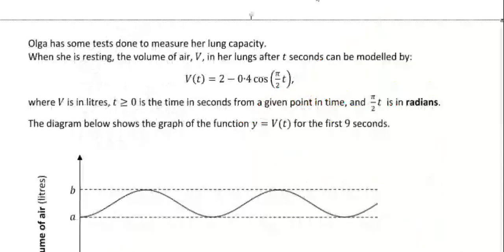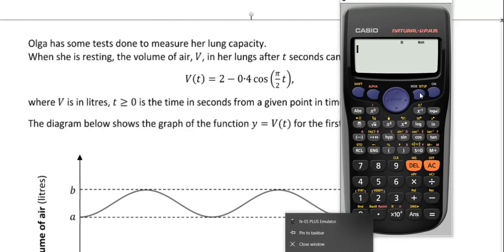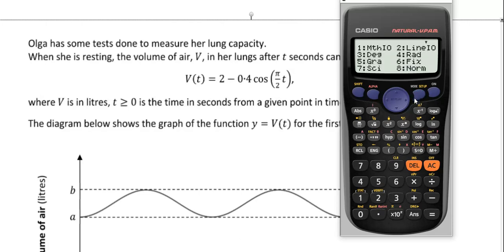Okay. Olga has tests done to measure her lung capacity. When she's resting, the volume of air V in her lungs after T seconds can be modeled by the following equation. This is sort of cool because the volume of your lungs goes up and down. So I can put this into my table function right away. Everybody, radians on your calculator. Okay, and I can just do table function.